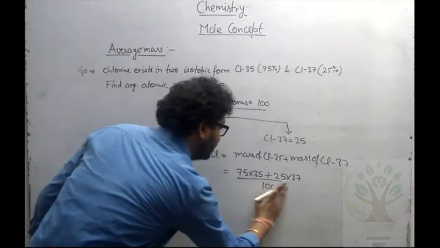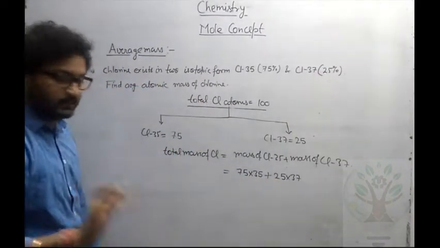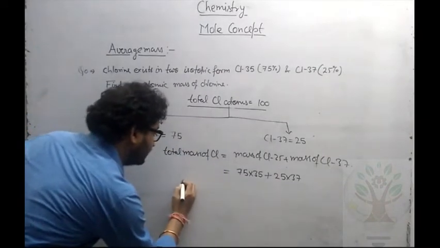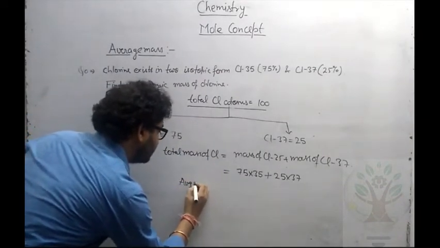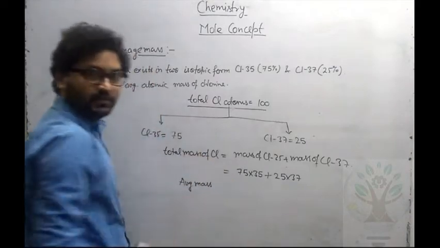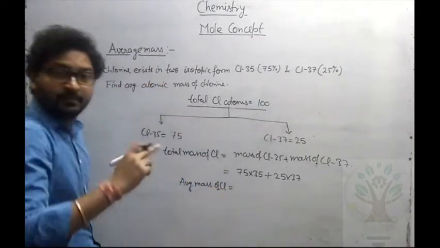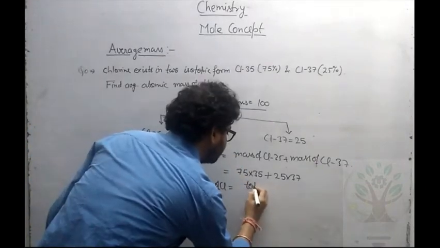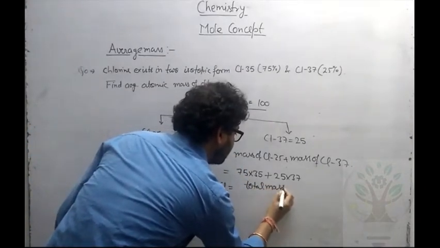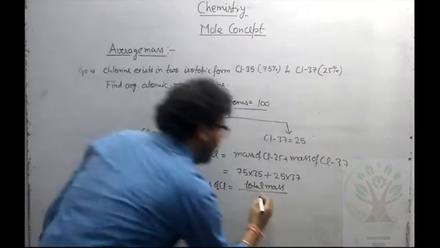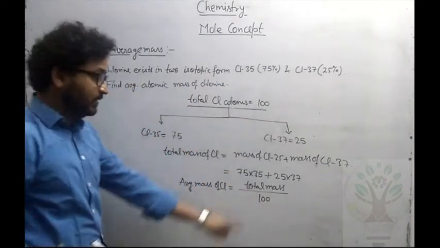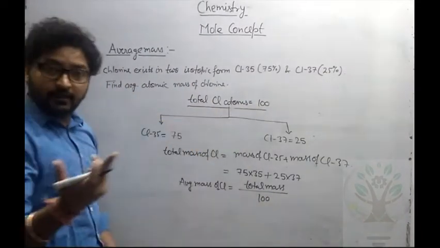Oh sorry, no need to divide this by 100 yet. This is just the total mass. Now, if I talk about the average mass of chlorine, it will be the total mass divided by 100. How many total chlorine atoms were there? 100.